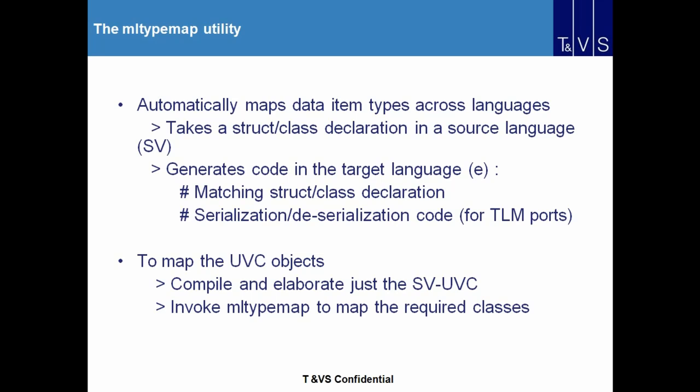To map the UVC object, we need to compile and elaborate the SystemVerilog UVC design, and invoke this multi-language type map to map the required classes. On the compiled database, you need to pass the class or a class member which you want to convert or remap to the Specman E world. It would be with some fine tuning. It would be pretty straightforward to map most of the data items to Specman E.